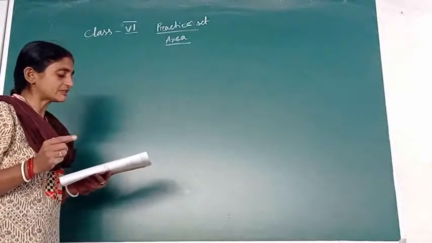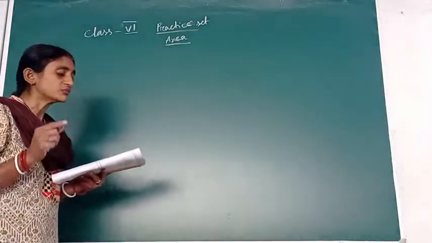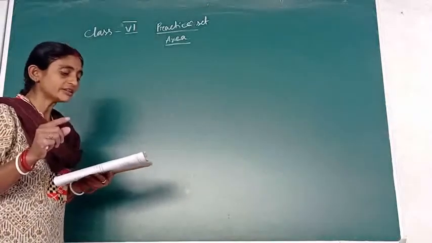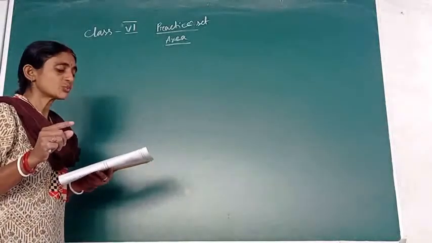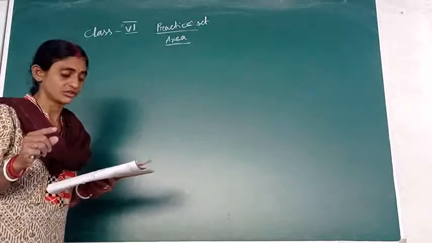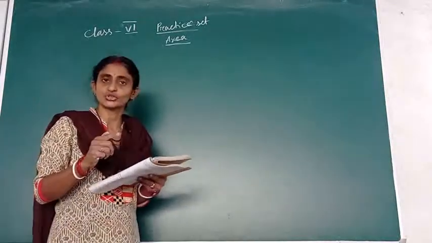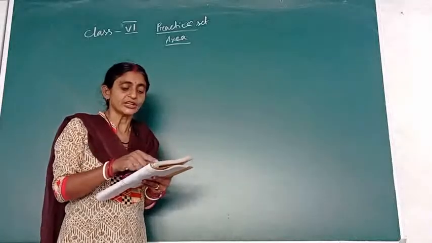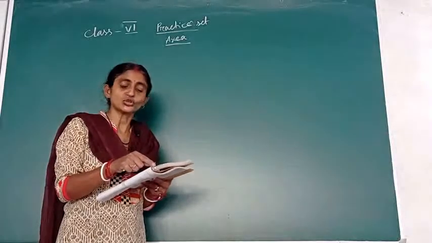A carpet is 30 meter 75 centimeter long and 80 centimeter wide. Find its cost at rupees 150 per square meter. So from this question I think you might have understood what you have to go for. Here you are asking for the cost of the carpet.